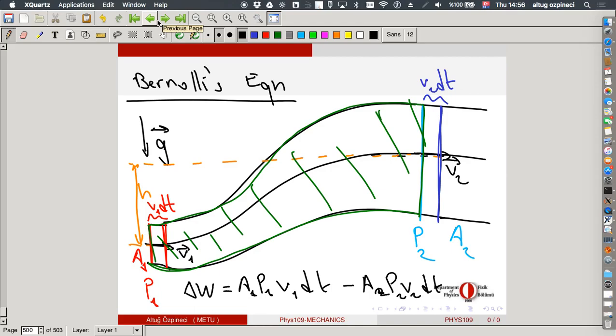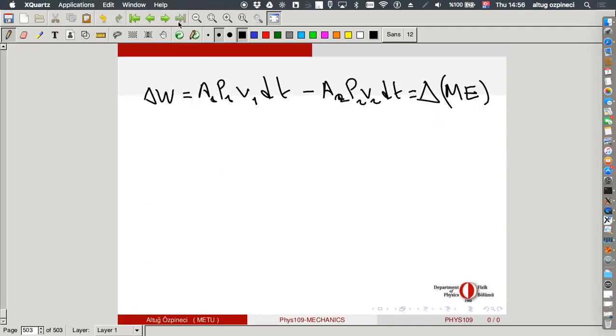So there is a reduction in the corresponding kinetic energy, there is a reduction in the corresponding potential energy, and this region has reappeared. So there is a corresponding increase in the kinetic energy and increase in the potential energy. Let's look at this region. The total volume of that region is A2 times V2 dt. That is the total volume.